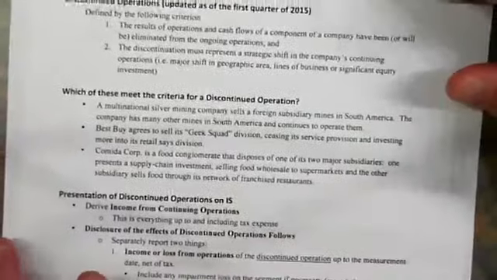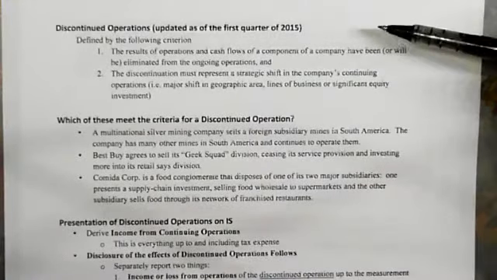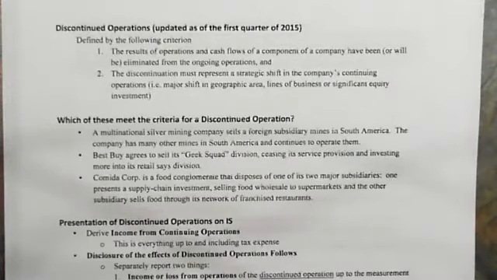So that's all I'm going to cover in this particular video. We'll pick up in the next video, 5.2, with discontinued operations and talk about how those are calculated and how they are disclosed in the income statement.